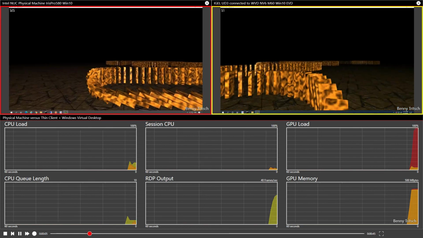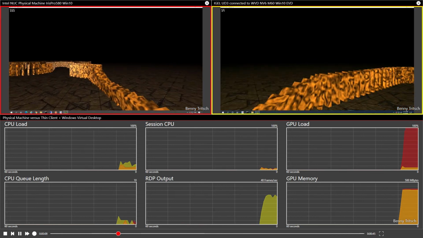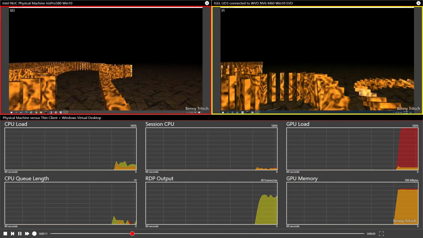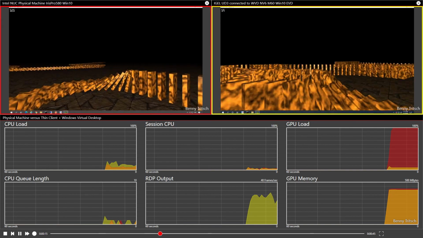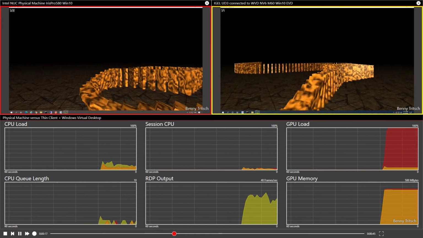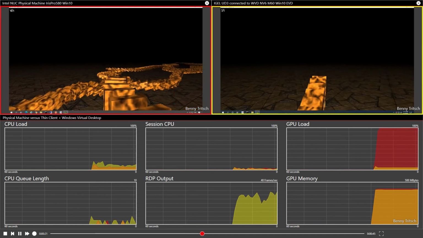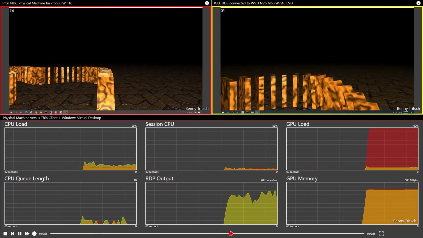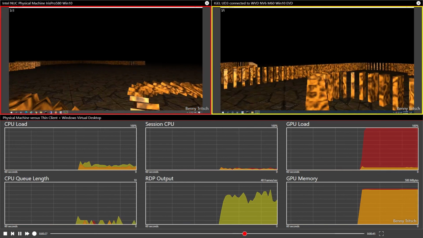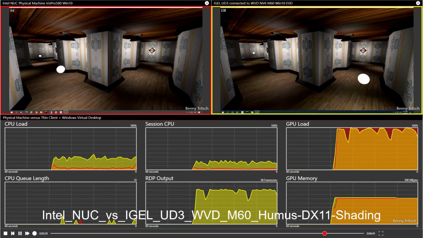Telemetry shows that the CPU load is at about the same level, but the NUC renders as many frames as possible, which leads to a saturated GPU load in red. The remoting stack is smarter. It instructs the GPU to only render 60 frames per second, which keeps the GPU load very low and very efficient. The latency on the right only introduces some micro stutters.